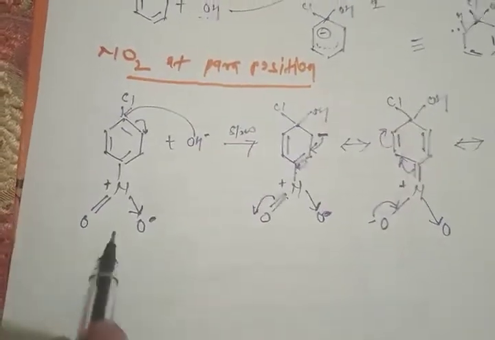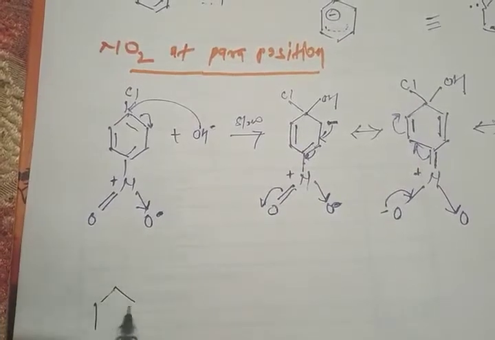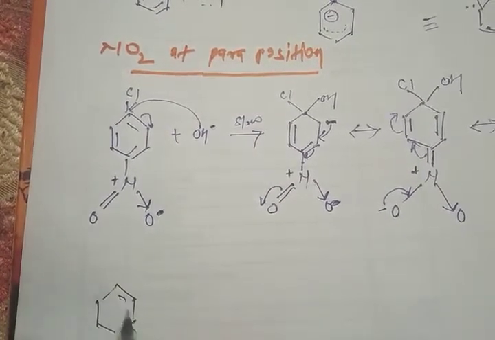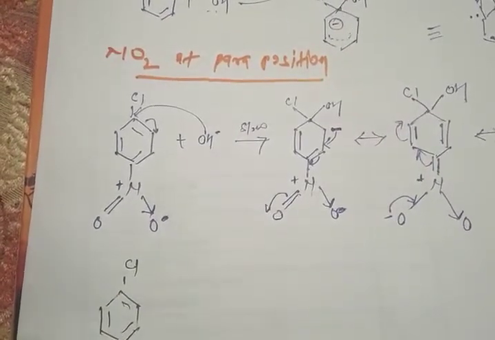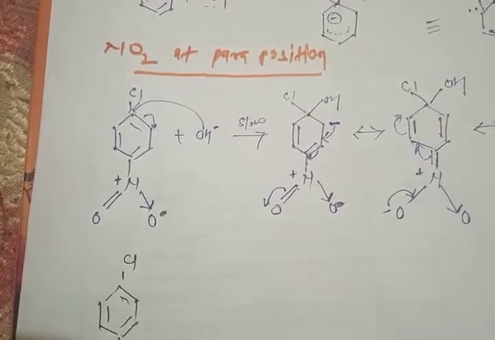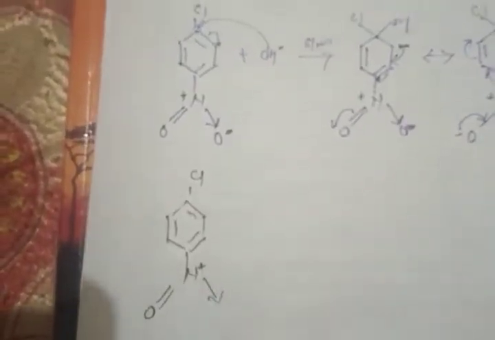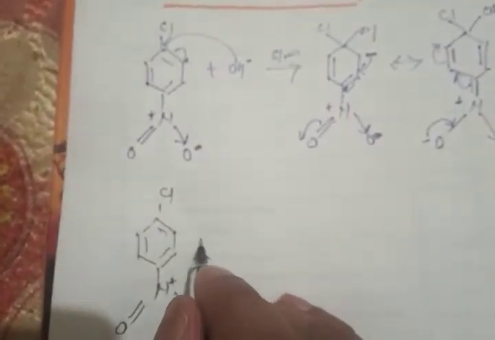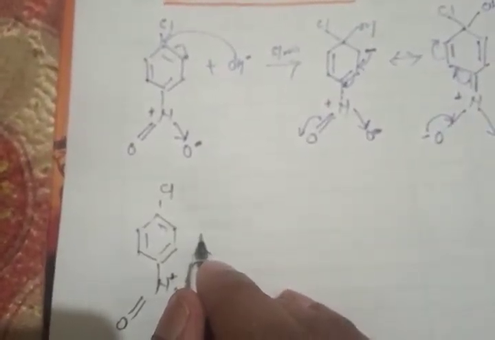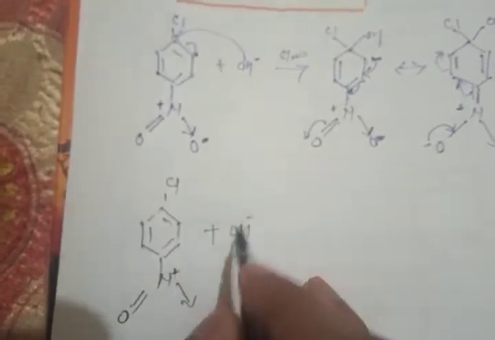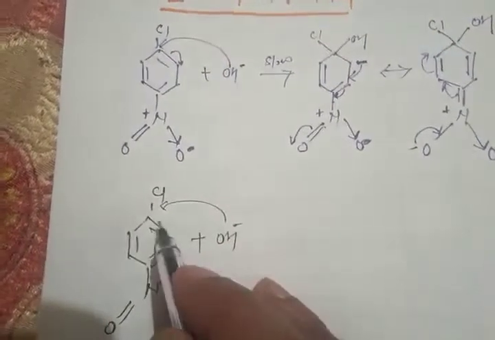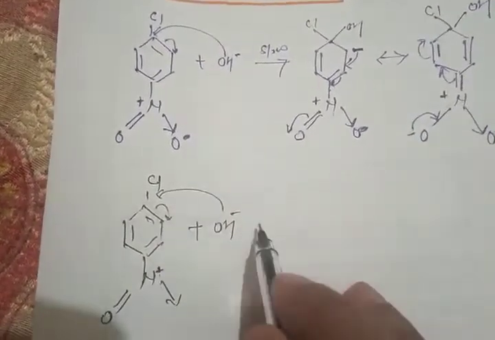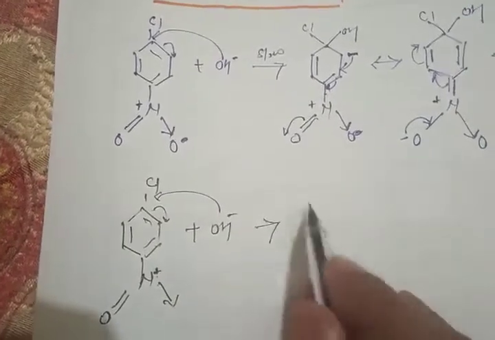I'm drawing it again, and this is the initial compound. We have Cl and N double bond O, oxygen with a positive charge, and here is the nitrogen with positive charge. Then the OH nucleophile, so this nucleophile will attack this side, and this will move to this side. Now I am writing the resonating structure.